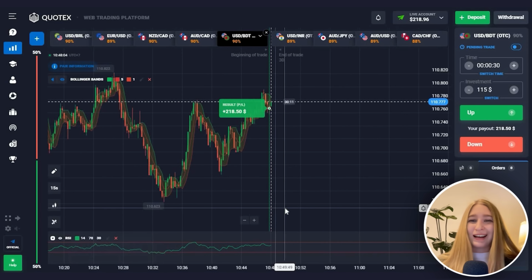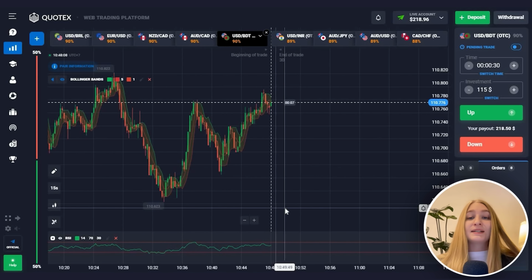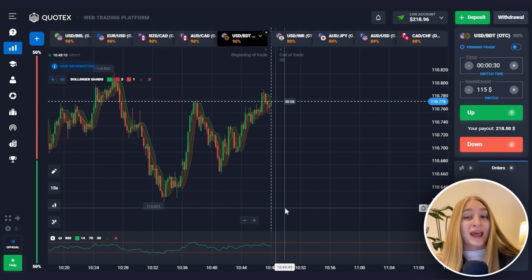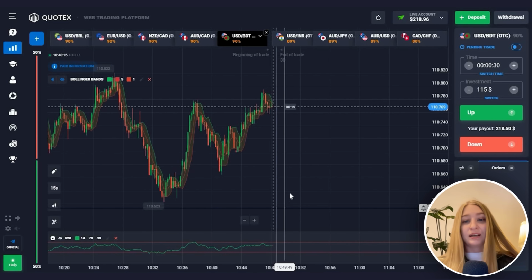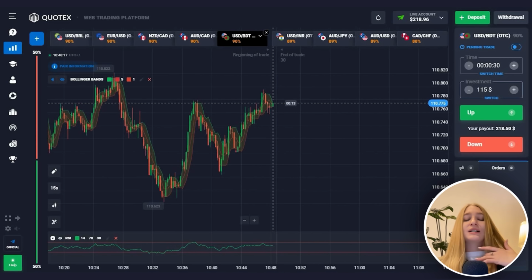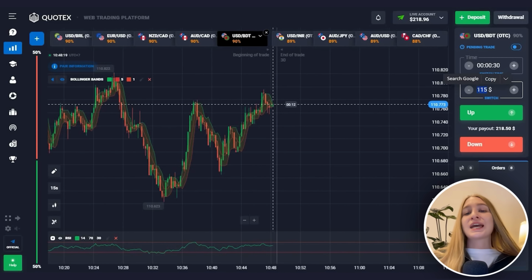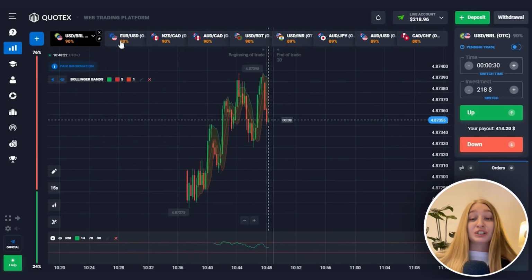What do you think? We've increased our deposit from only $17 and we've already got $218 in our pocket. It's a very good result, and we don't stop here. Let's change our investment. I'll put here $218, and we're moving on further to the United States dollar and the Brazilian real.